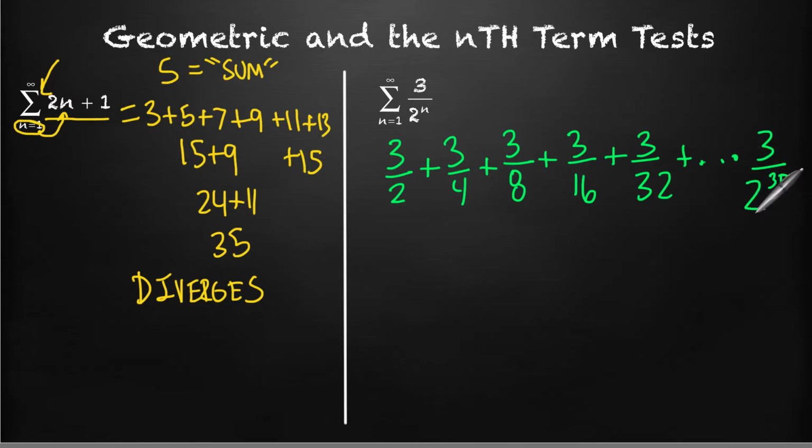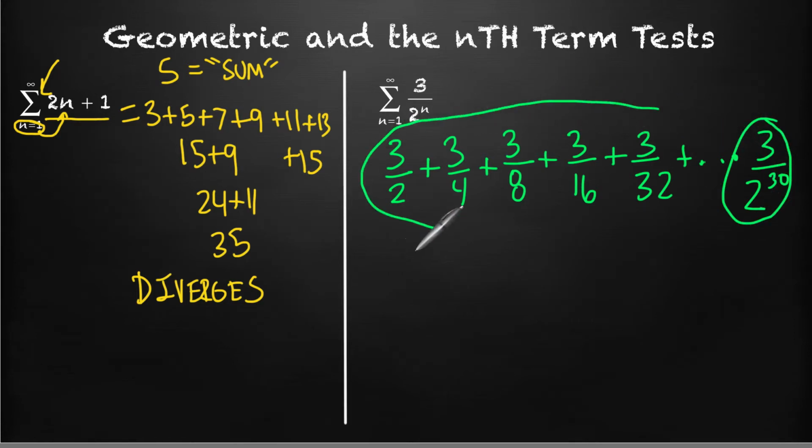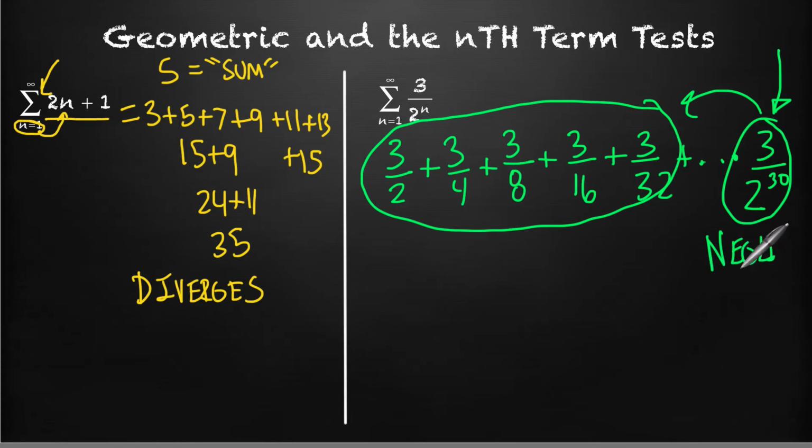And so 2 to the 30th is going to be a really, really big number. And 3 over that number is going to be a really, really small number. And when you take that really, really small number and add it to the sum of all these numbers and the ones that came between it, this number is negligible. It really doesn't make much of a difference in the entire sum. And so eventually this is going to converge.